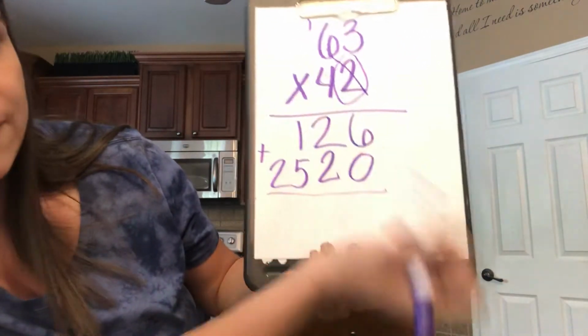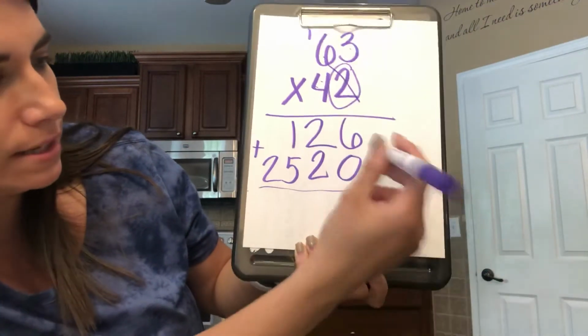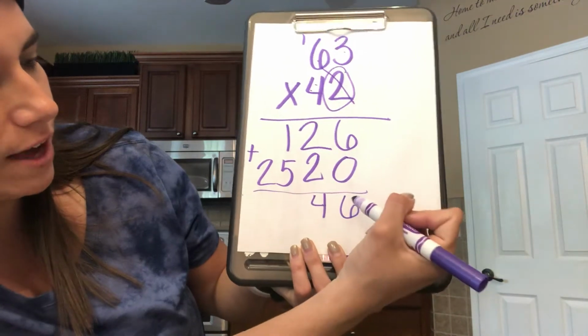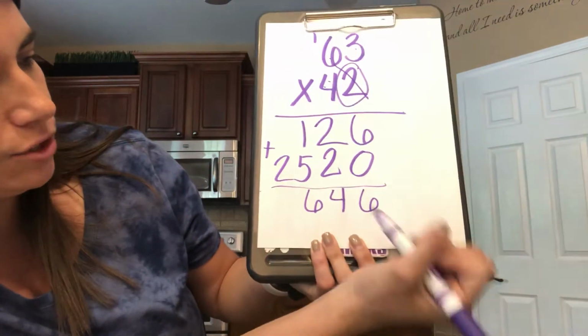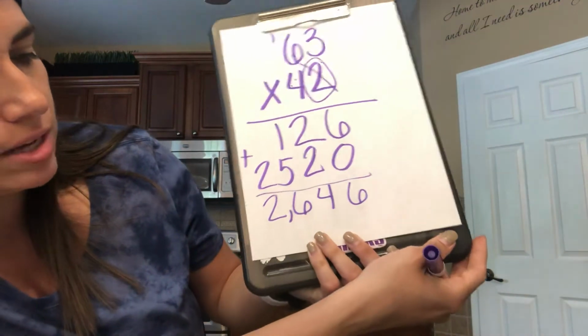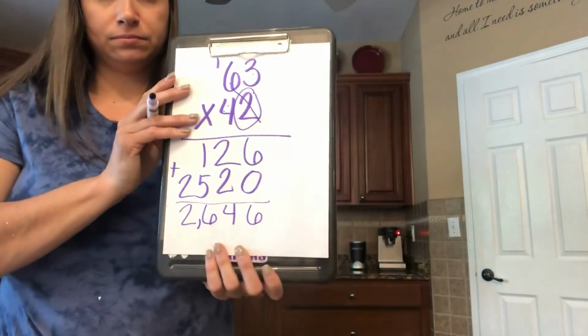And I'm going to add those together. 6 plus 0 is 6, 2 plus 2 is 4, 5 plus 1 is 6, and 2 plus 0 is 2. So you should have gotten 2,646.